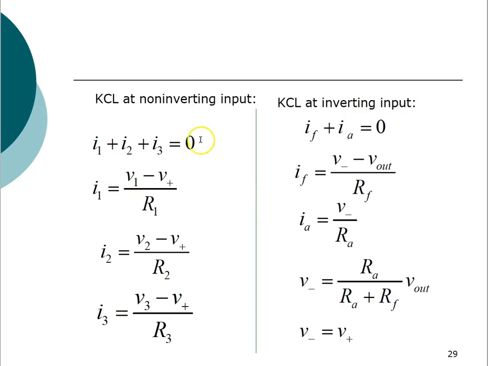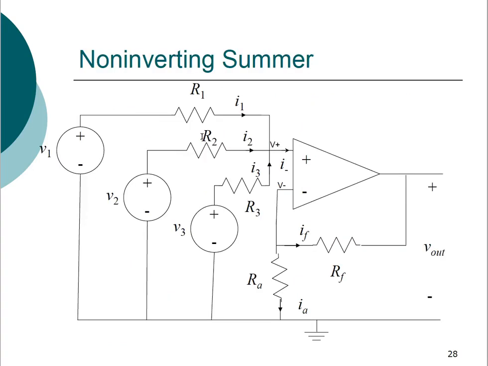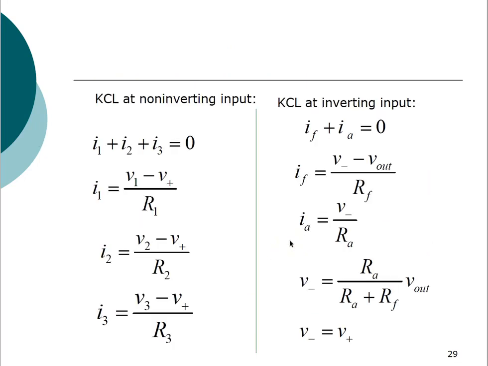And the KCL at the inverting input, so we are applying the KCL at this node, V negative. Okay, so at V negative we say V negative minus V0 upon RA, and then V negative minus V out upon RF is your IF. So V negative minus V out upon RF is your IF, and then IA is equal to V negative upon RA.